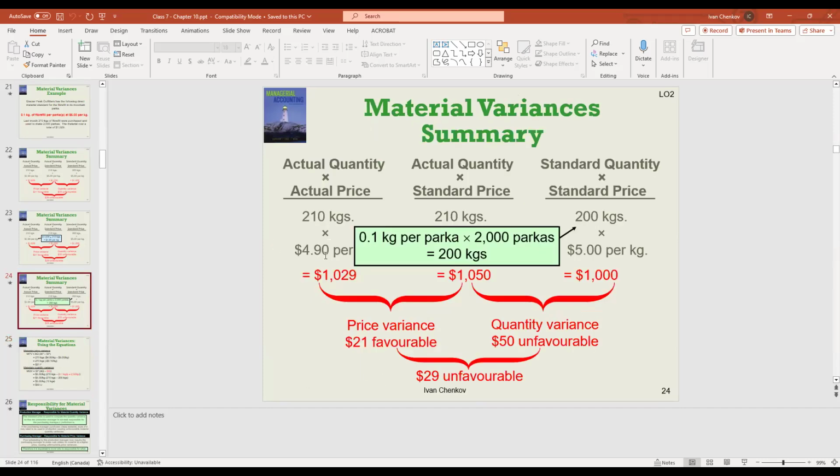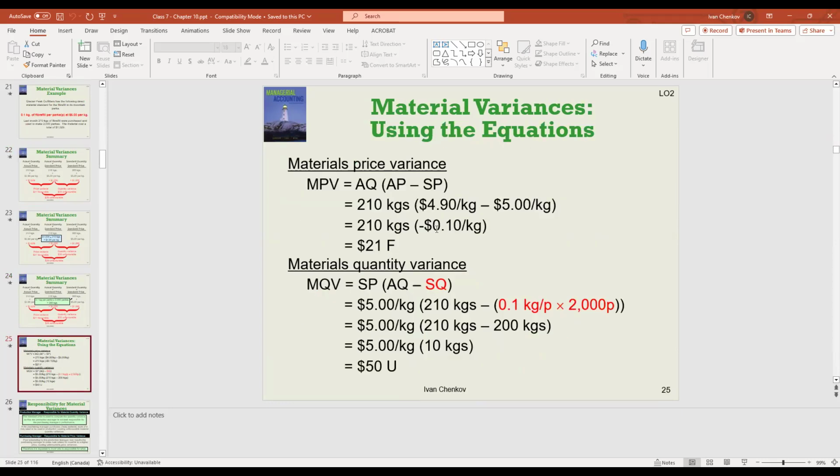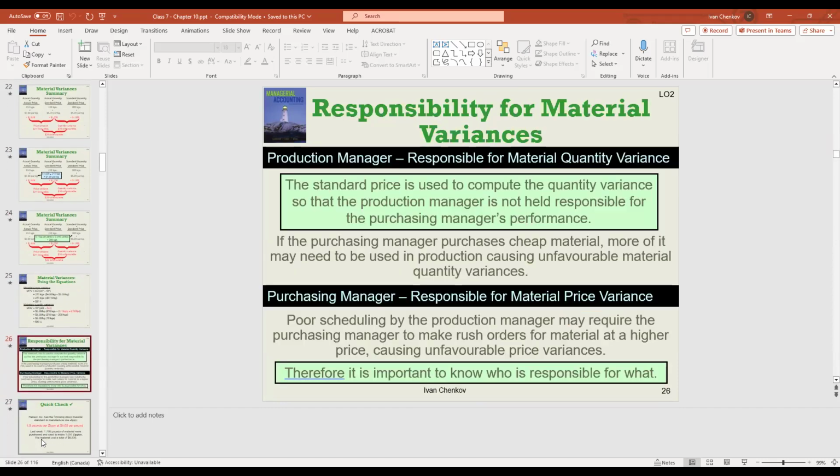The other number you can get is 10 cents. A 10 cents change in the price times 210 kilograms, $21. Or here, a 10 cents reduction of the price times 210 kilograms, $21 favorable. Responsibility: the production manager is always responsible for the material quantity variance, and the purchasing manager is always responsible for the material price variance.